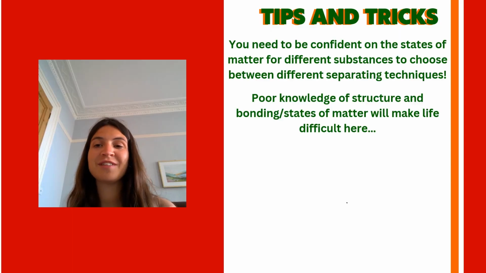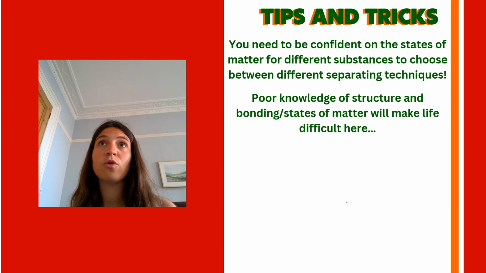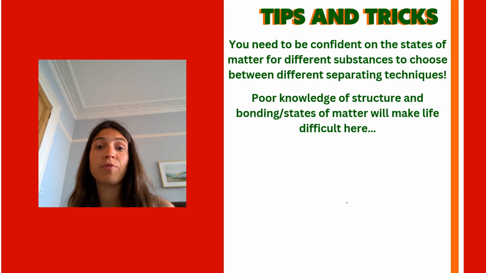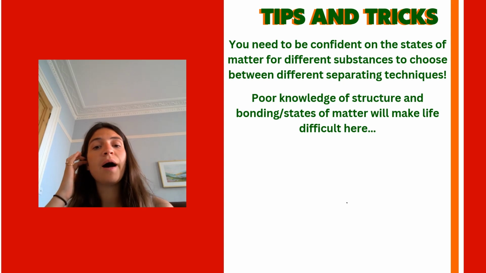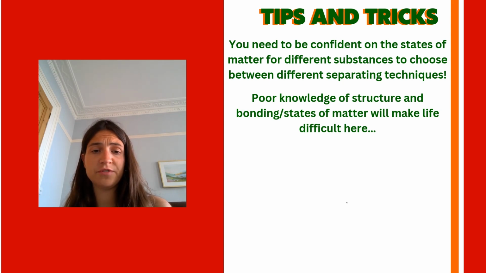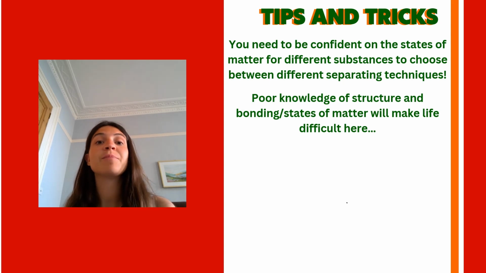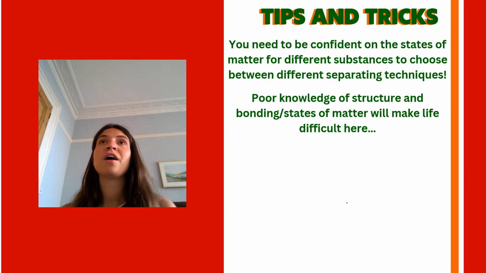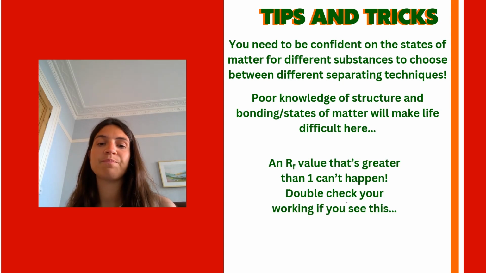Okay, some tips and tricks for this section. So firstly, in order to be able to choose an appropriate method to separate substances, actually you need to be really hot on your knowledge of structure and bonding so that you could decide what states of matter these different substances are in, because that is going to affect which procedure you choose to separate the substances.